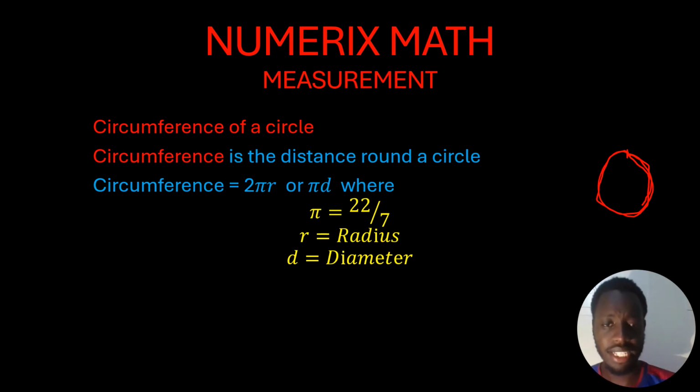So the formula for finding the circumference of a circle is 2 pi r, or pi d. Pi is 22/7, but at times you could be given pi as 3.142, so use the one you've been given in the question. Here, r stands for radius, and d stands for diameter.